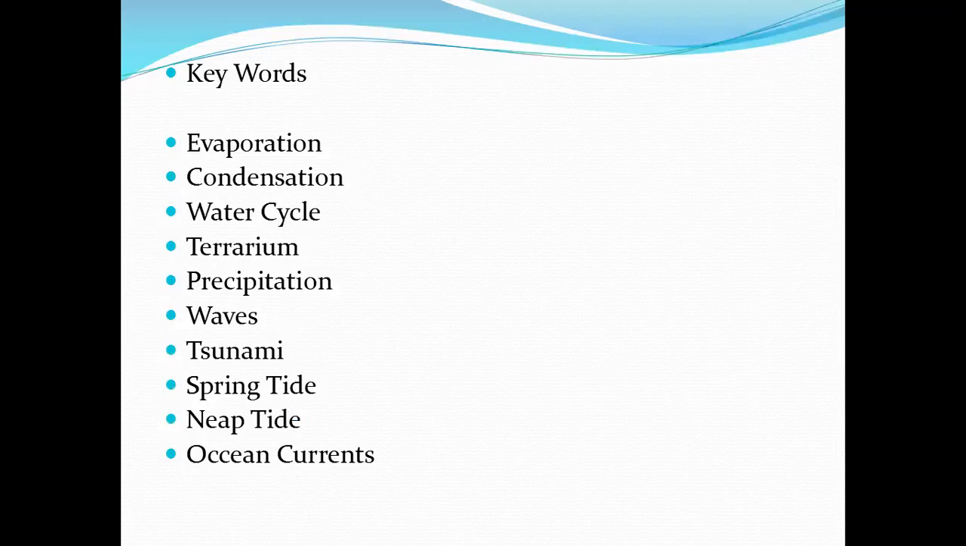And now I'm going to explain the keywords of this chapter. In this video, I will discuss only this. What do you mean by evaporation? Evaporation is the process through which water turns into vapor. When sunlight comes down on the earth's surface or on water bodies, the temperature rises and the water changes into water vapor because of the sun.